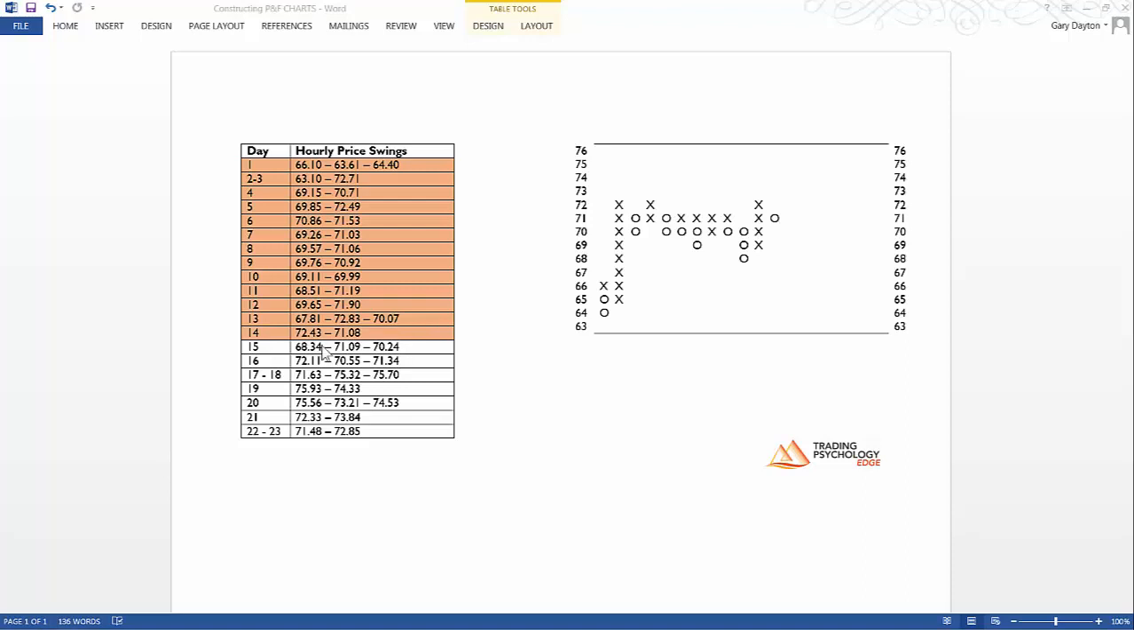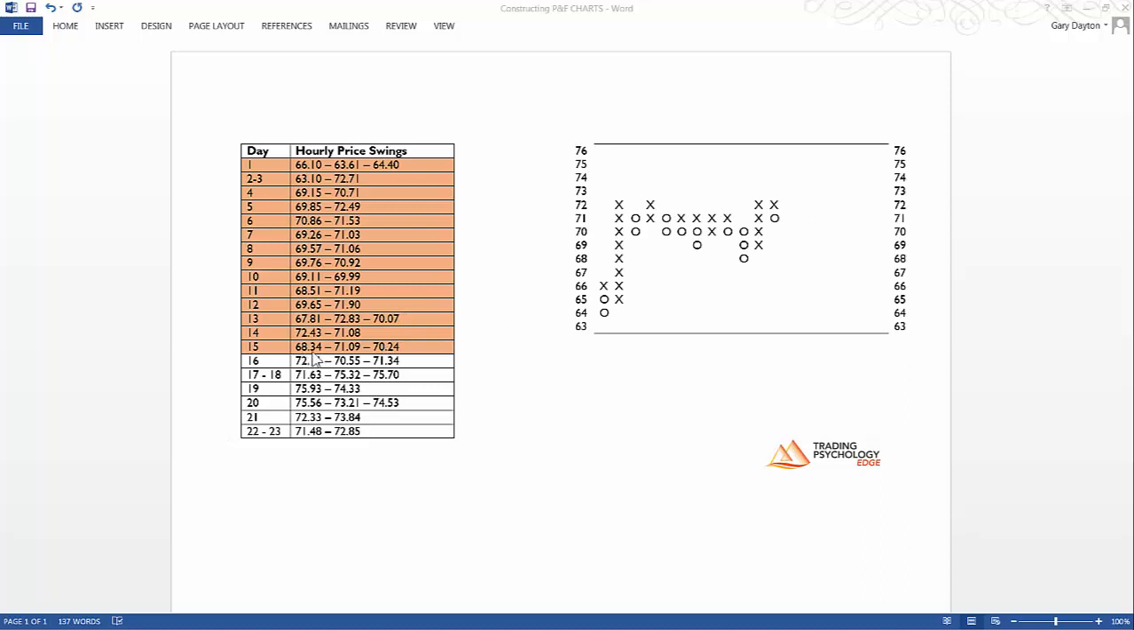And that's it for that day. The next day sees the market push up from the 71 level to 72.43. And so we put an X up there. Then it falls back to 71.08. Oh no, I'm sorry, 71.08, we can't do that, can we? So we are at 72. And that's it for that day. Now, the next day, now we can put some more data in.